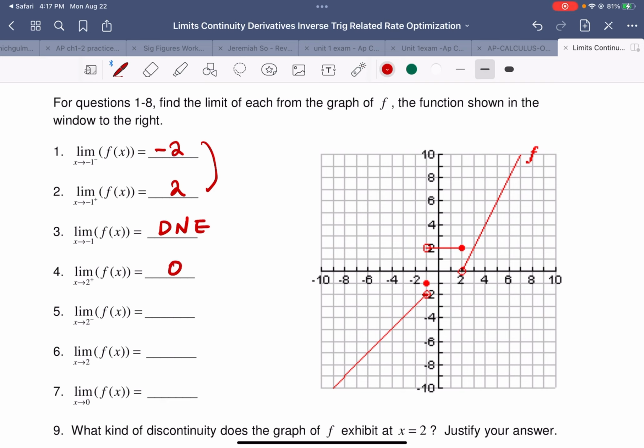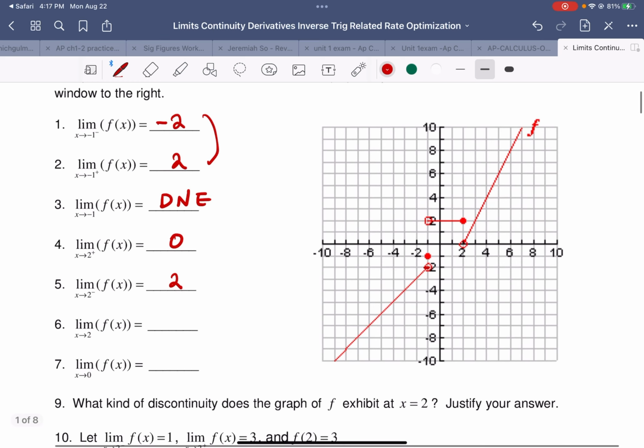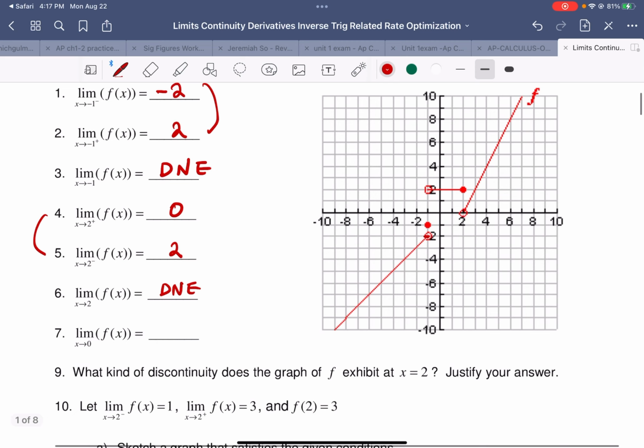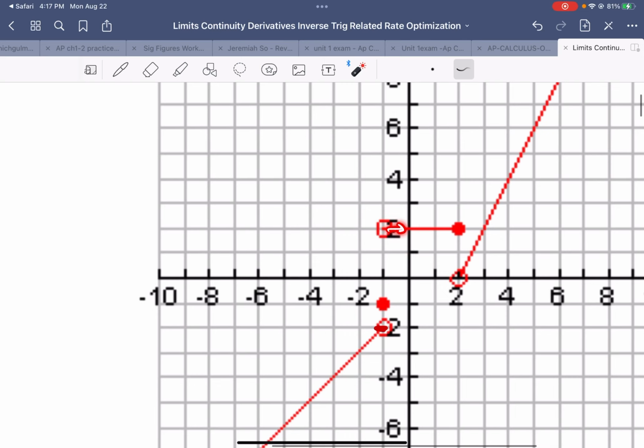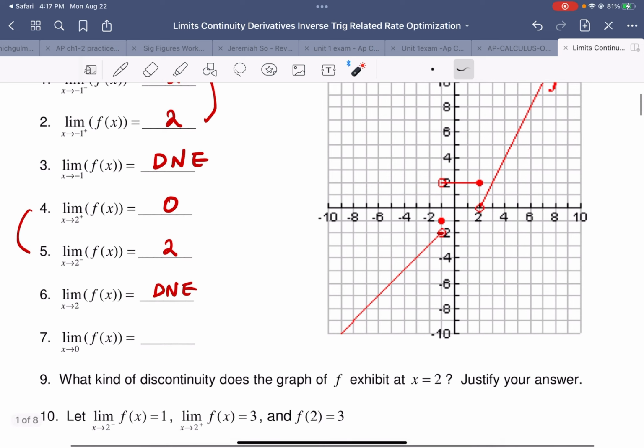Next one, when x approaches 2 from the left hand side, you follow this, so your y value is 2. Now since the right hand side limit and left hand side limit, 4 and 5, don't match, you have to say it also does not exist. Number 7, when x approaches 0, it approaches 2 from both sides, so the answer for this one should be just 2.